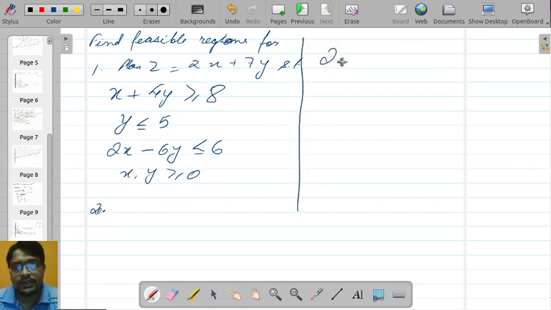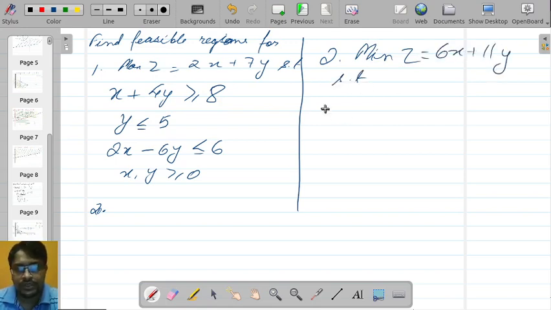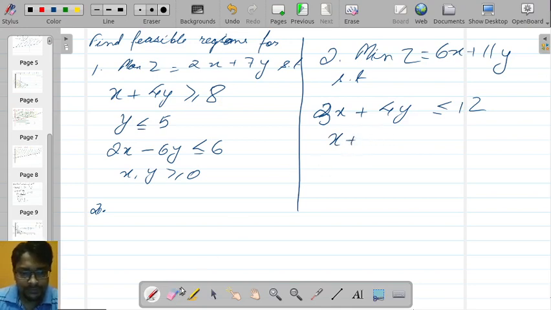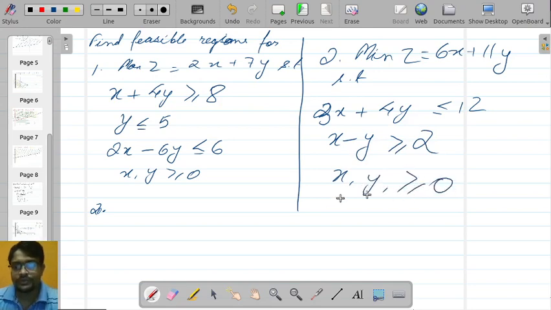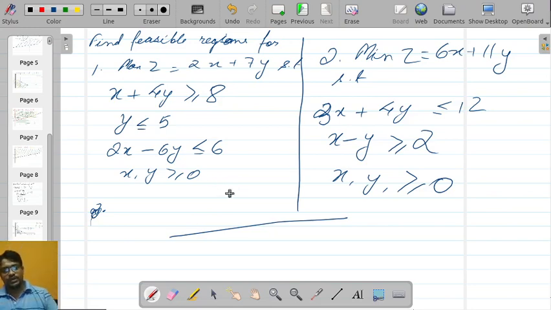Another one: minimize z equal to 6x plus 11y, subject to the constraints 3x plus 4y less than or equal to 12, x minus y greater than or equal to 2, x, y greater than or equal to 0. So for these two, try to plot the feasible region.